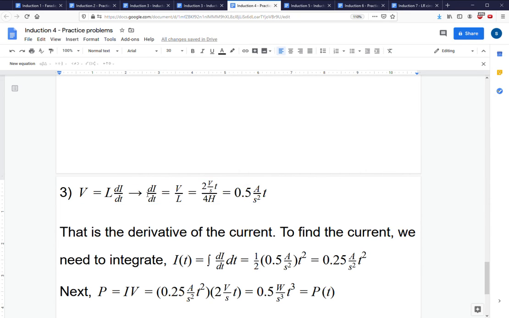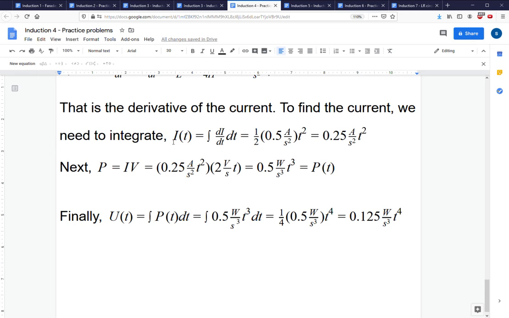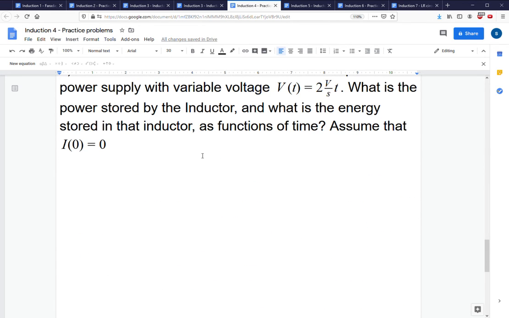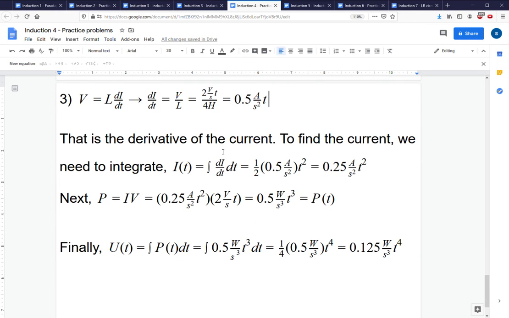Now remember, that is the rate of change of the current, or the derivative of the current. To actually find the current, we need to apply the fundamental theorem of calculus and integrate this. So I is equal to the integral of di dt dt, or rather the change in current, but remember we said current starts at 0, so we're going to take a shortcut and say the current is equal to the integral of the derivative of current. So di dt is 0.5 amperes per second squared times time. So this is 0.5 amperes per second squared. That's a constant. We can just pull that out of the integral. But we are integrating time, and we're integrating with respect to time.